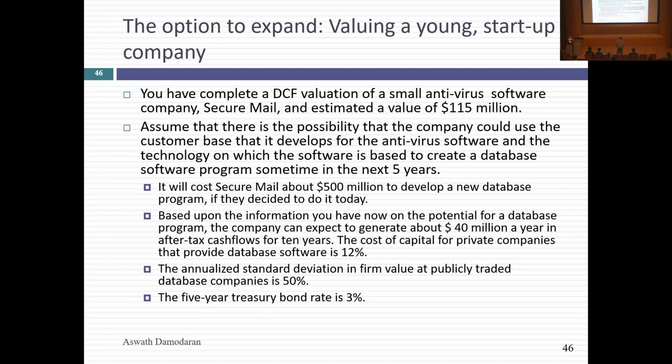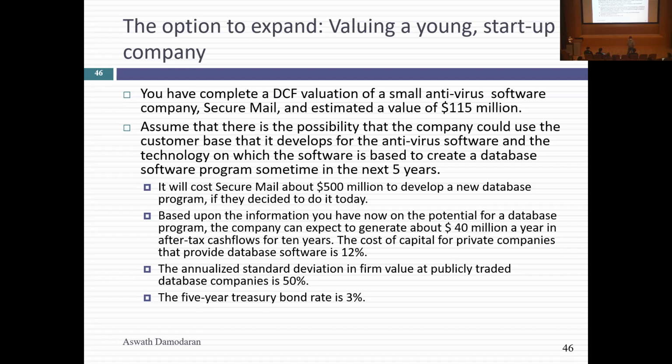This is your DCF. Now, up till now, we said, that's it, $115 million, that's what you should pay for the company. Let me add a qualifier. This company, as it's selling the security software, is also collecting a database of every hacker trying to attack the company. It's a database that can then be used to fight off hackers. And it can create software based on this database because it now knows the hackers.